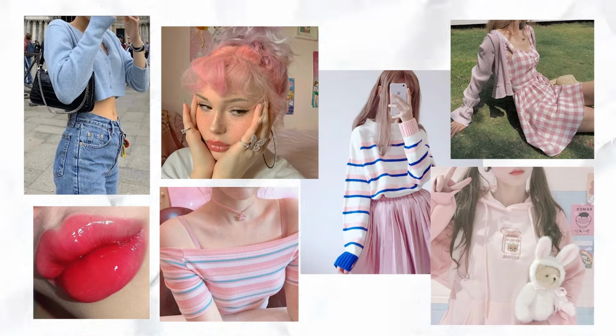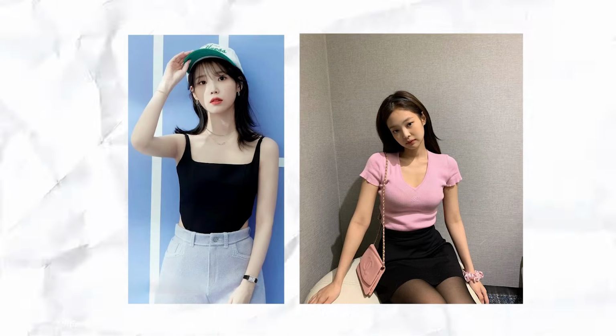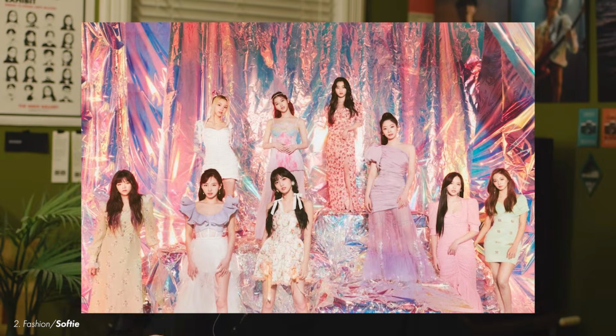Another feminine group of aesthetics is softy, which is centered around dressing as cute as possible. We have soft girl, which is about looking very feminine with pastel colors and stuffed animals. We have soft baddie, which leans more towards sexy and mature. You may also know it as girl crush, as some celebrities with this aesthetic include Ariana Grande, Twice, or Blackpink.